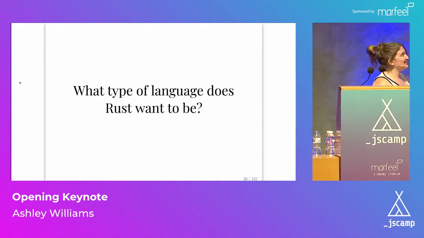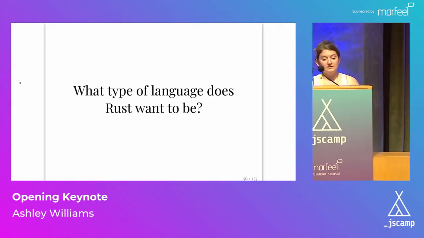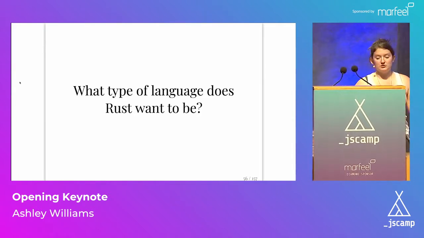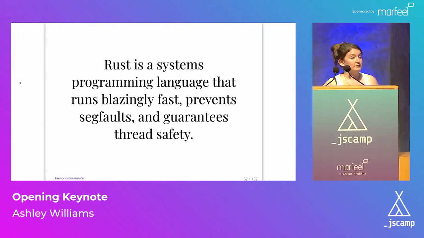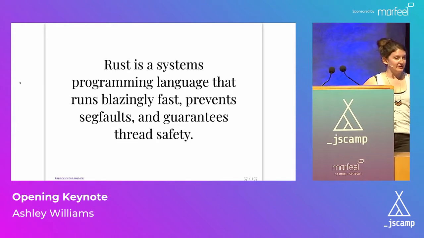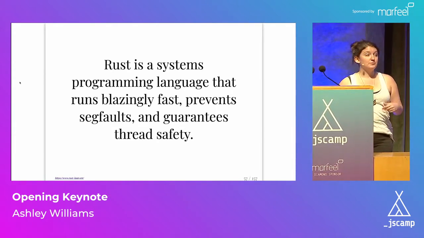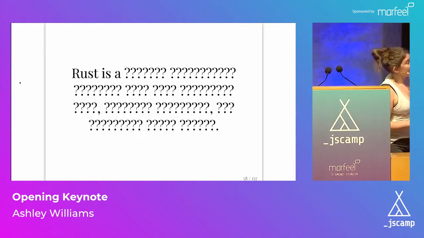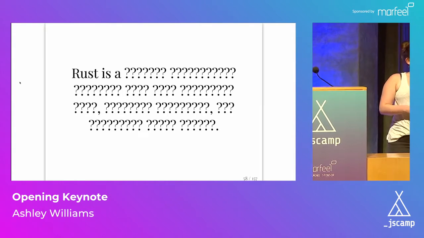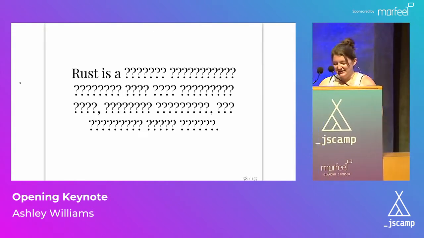All right, so I work on Rust now, and thinking about Node, thinking about JavaScript, I also like to ask the question, what type of language does Rust want to be? So Rust describes itself as a systems programming language that runs blazingly fast, prevents seg faults, and guarantees thread safety. I don't know how much this means to you, but most people I talk to when I say this hear this. They're like, oh, good. Rust is a programming language. And that's all I know.